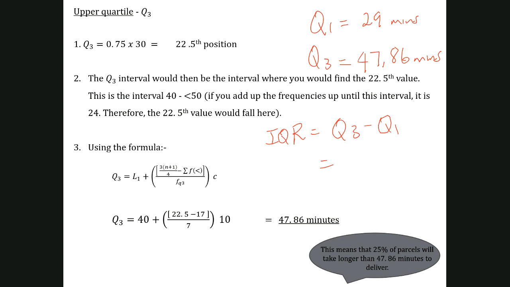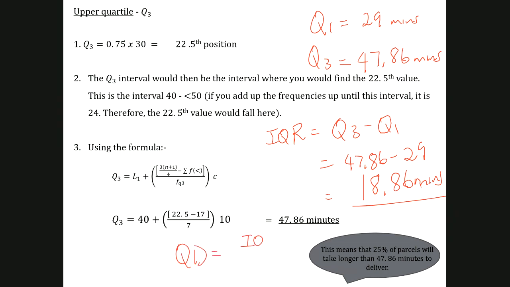So 47.86 is your Q3 minus your Q1 is 29, and that gives you an interquartile range of 18.86 minutes. And then your quartile deviation is calculated as your interquartile range divided by 2. So here, your interquartile range is this 18.86. So it's going to be the 18.86 divided by 2, which is 9.43.